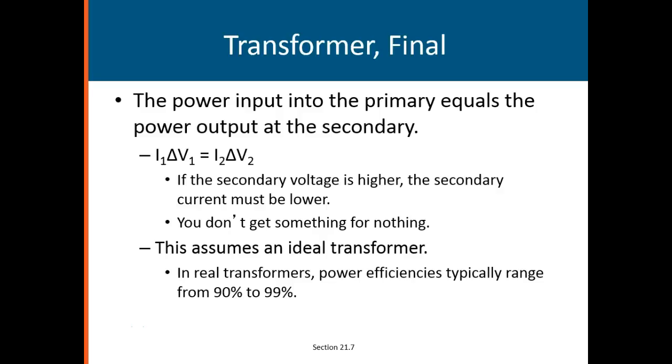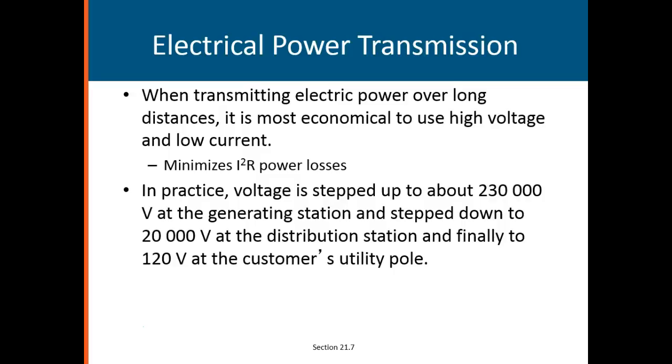If the secondary voltage is higher, that means the secondary current must be lower. You don't get something for nothing. This assumes an ideal transformer. In real transformers, the power efficiencies typically range from 90 to 99%. So they're usually pretty effective. Okay. That is where we'll stop and pick up.